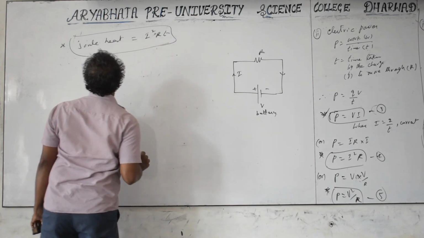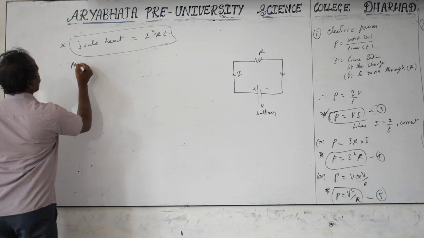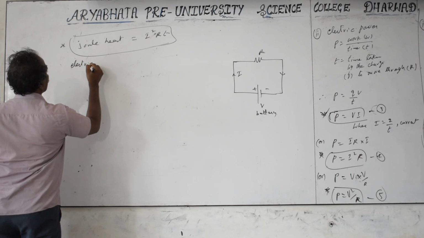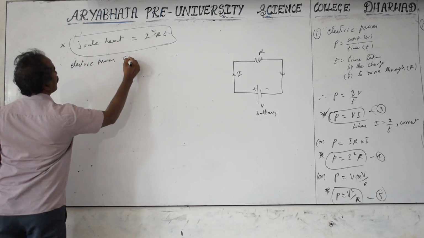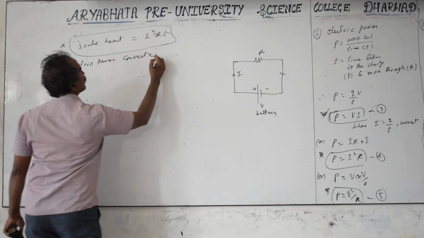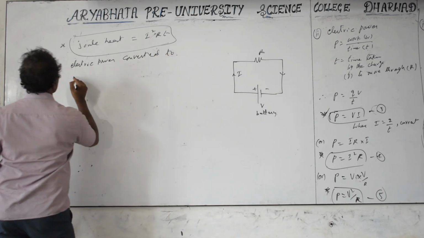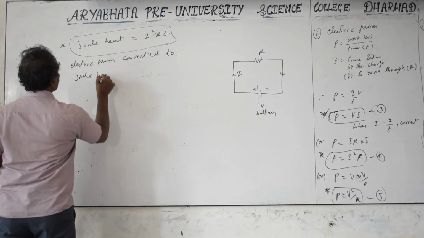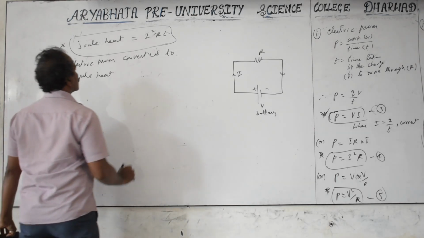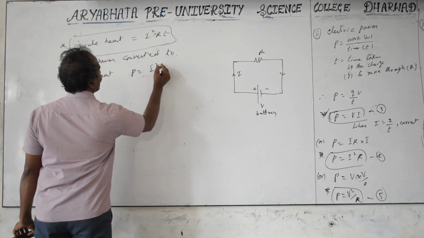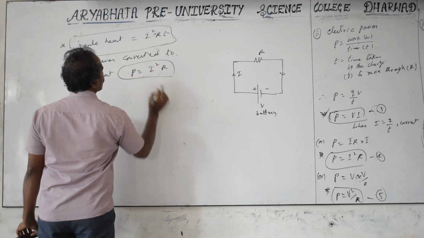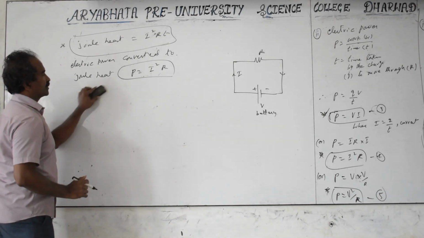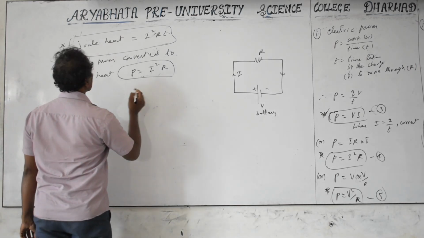In time T seconds, the electric power converted to heat, converted to joule heat, is equal to I square R, related to this current only. It is converted to heat in the resistance R.